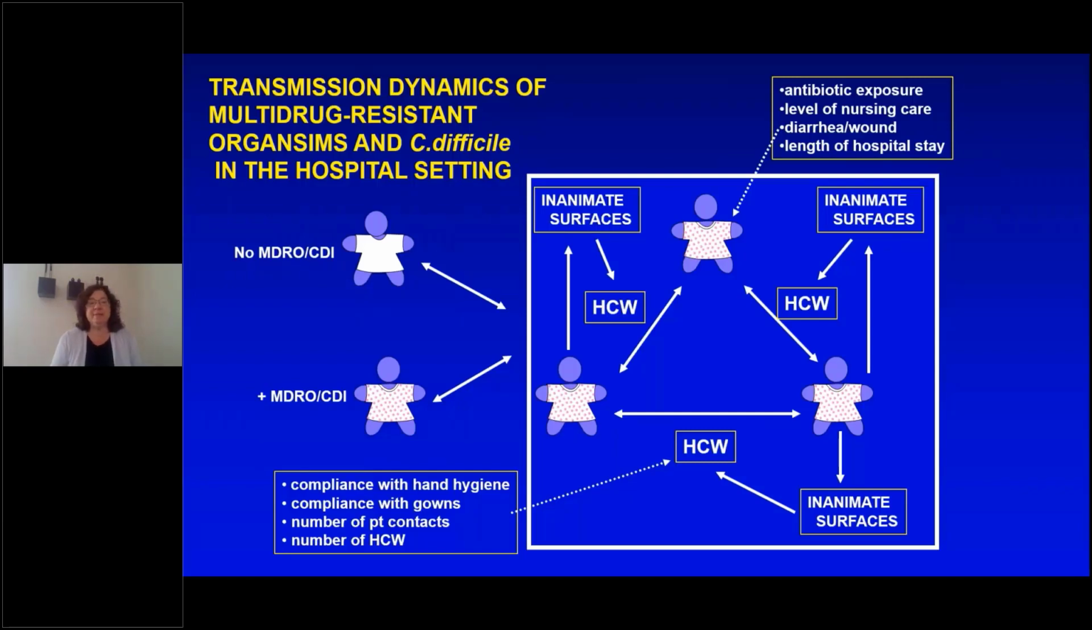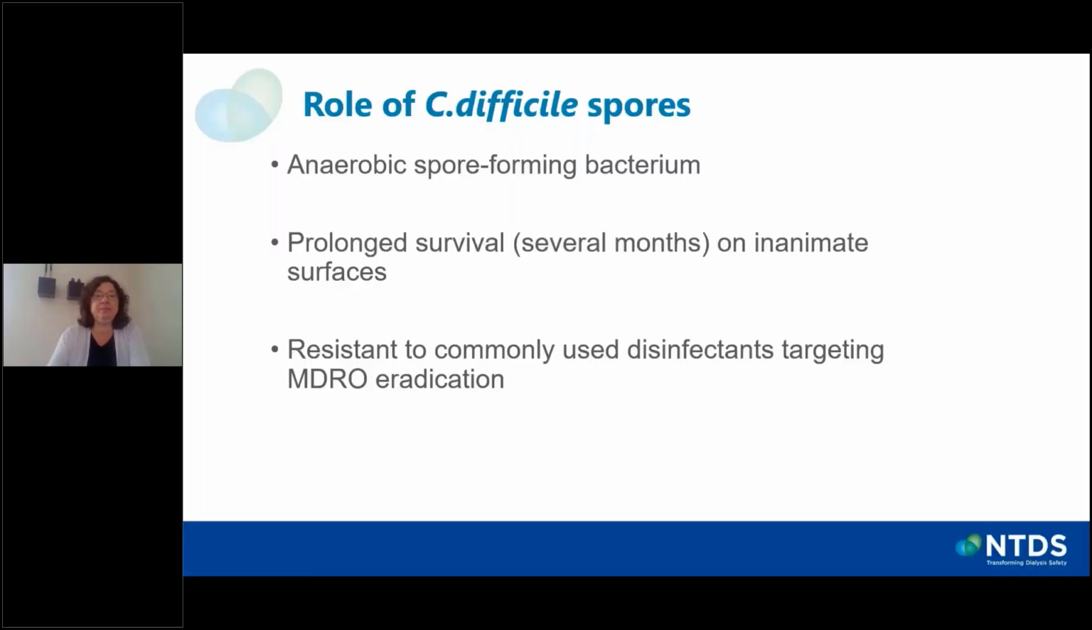How is C. diff transmitted? Well, the transmission dynamics of C. diff are very similar to multi-drug resistant organisms such as MRSA and VRE. If you look at this box, which represents the hospital setting, C-DIFF and MDROs can be transmitted between patients through the hands of the healthcare workers or inanimate surfaces that are contaminated. As well, patients can leave the hospital into the community and they can acquire C-DIFF or MDROs there. And you can think of this as the dialysis setting as well.